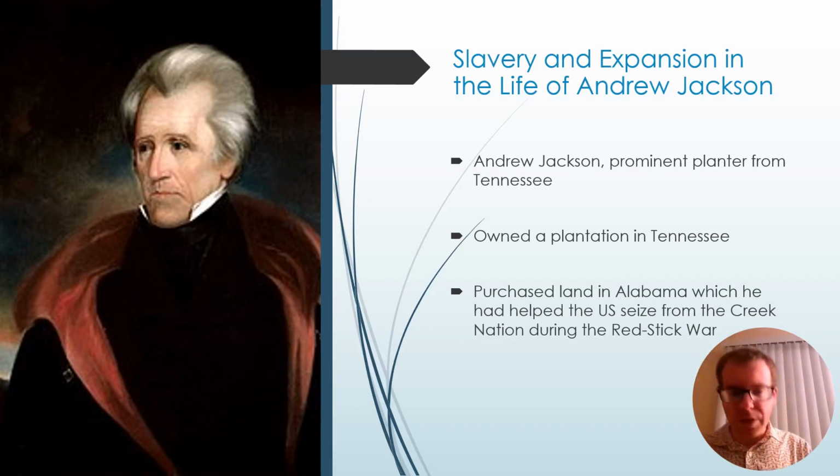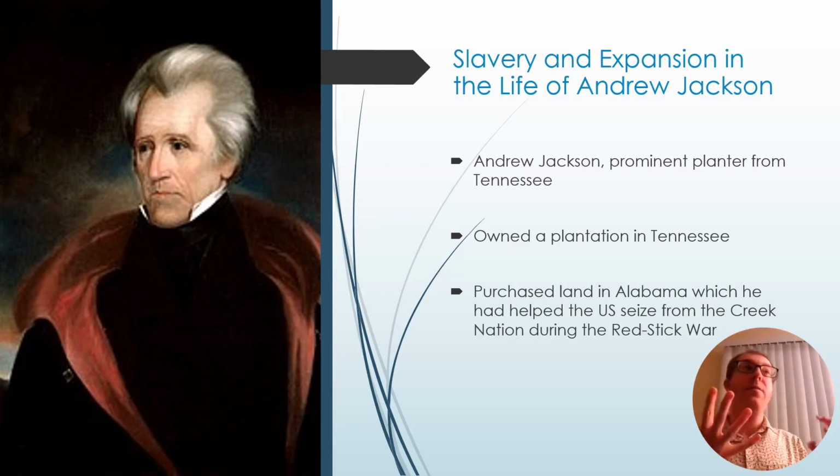It's called the Hermitage, and it's outside of Nashville. And Andrew Jackson, as a prominent Southern planter, sought to expand his holdings. He wanted to get more land so he could buy and enslave more people to work this land and make a bigger profit for himself and his family. And while being in the military, he surveyed the lands as he was fighting, and so he participates in the Red Stick War that I mentioned, that civil war within the Creek Nation, and he purchased land in Alabama, which he had helped the United States seize from the Creek Nation during the Red Stick War.